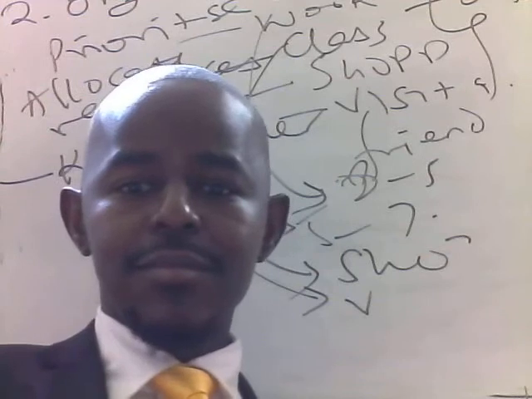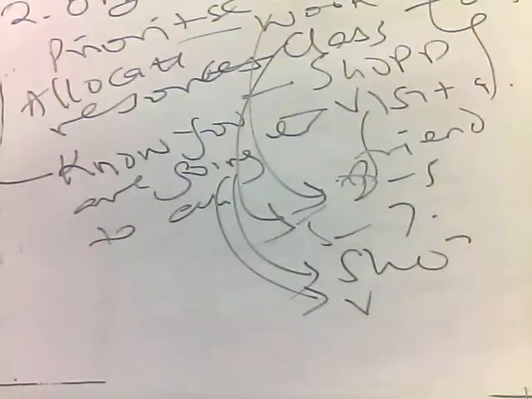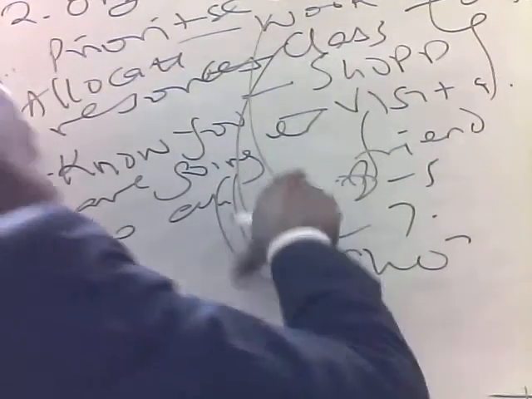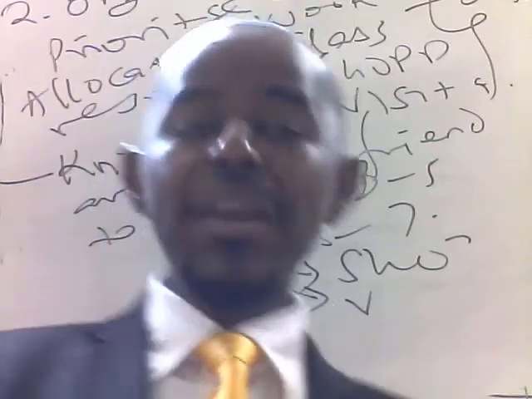Now, how much resources do I need in order to achieve this objective? You organize. Which one do I start with? Which one do I end with? We need to open a new branch. Where will we get the funds? Which is the most appropriate place to open that branch?